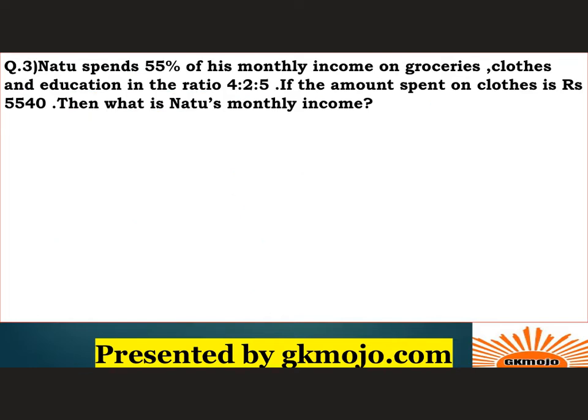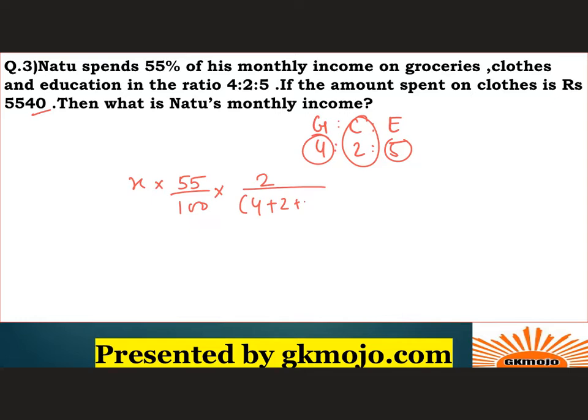Nattu spends 55% of his monthly income on groceries, clothes, and education in the ratio 4 is to 2 is to 5. Alright. So grocery is to clothes is to education. His expenditure is in the ratio 4 is to 2 is to 5. If the amount spent on clothes is rupees 5540, then what is Nattu's monthly income? So again we have to form an equation. Alright. So let the monthly income of Nattu be x. So 55% of this means 55 by 100. And what part does clothes form out of all of this? It forms 2 upon 4 plus 2 plus 5, right?